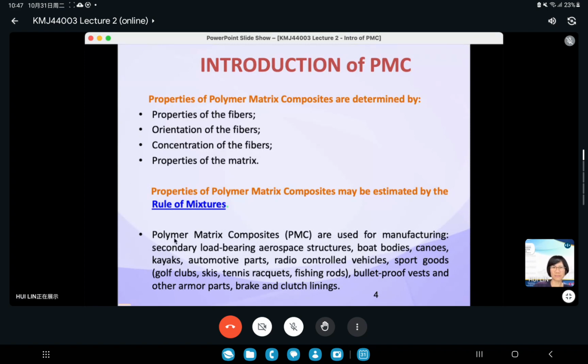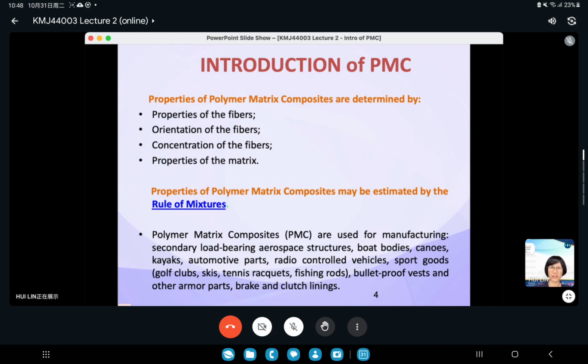Now we come to this part: the rule of mixture. This is important. In traditional polymer composite materials, we apply the rule of mixture. It is usually used for fiber reinforced composites, for example with long fibers. We are going to learn it in the third topic, specifically for fiber reinforced polymer composites.